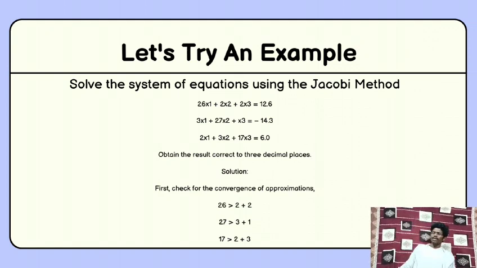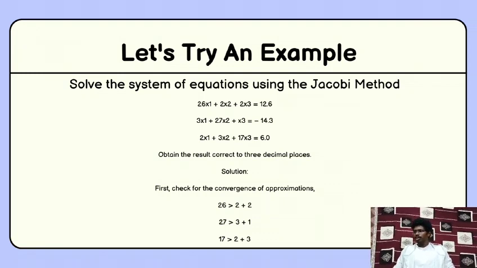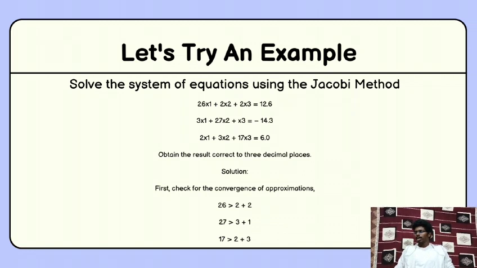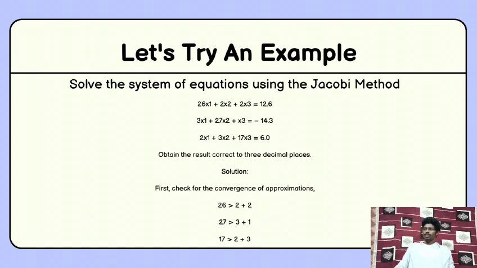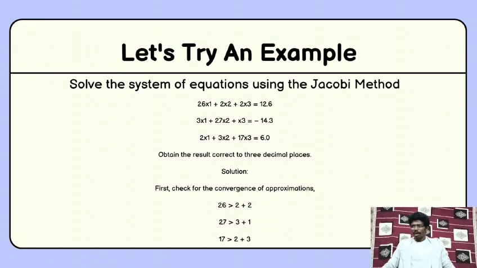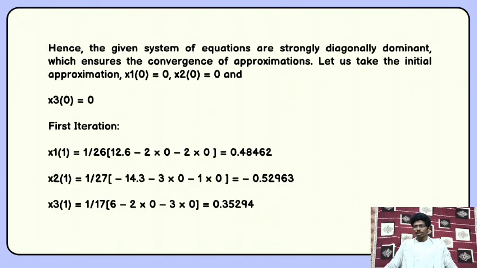Let's see convergence of the approximation. The sufficient condition for the convergence of the approximation obtained by the Jacobi method is that the system of equations is diagonally dominant, that is, the coefficient matrix A is diagonally dominant. The matrix A is said to be diagonally dominant if the absolute value of a ii is greater than or equal to the sum over j equal to 1 to n of the absolute value of a ij, for i not equal to j. That means the absolute value of a diagonal element is greater than or equal to the sum of all other elements of the corresponding row.